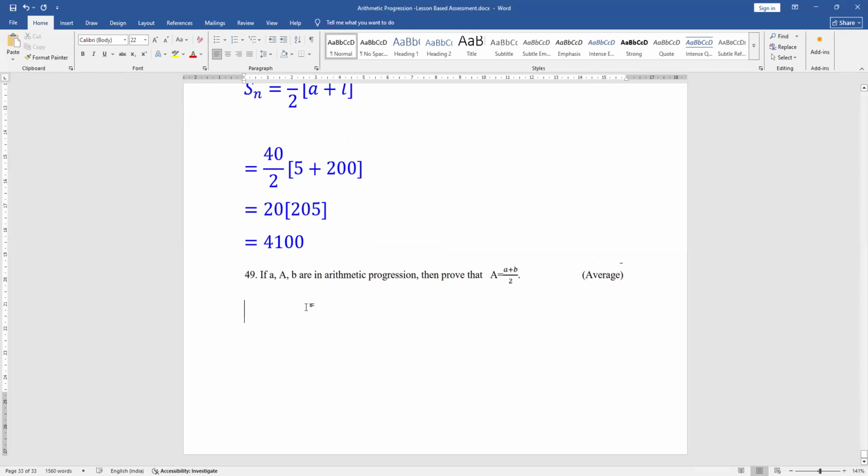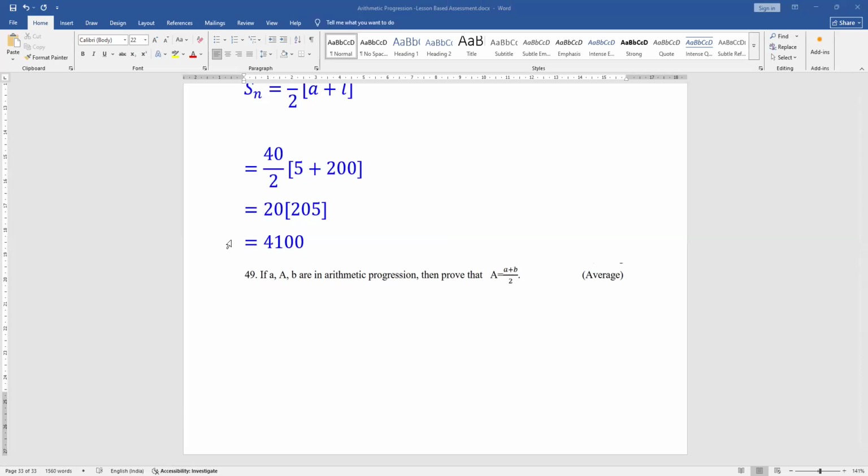So we have the question: if a, capital A, small b are in arithmetic progression, then prove that A equals (a plus b) by 2. Now when they give a question like this, it's quite a tricky question. So let us see how to write this.